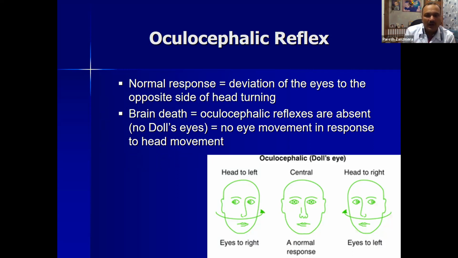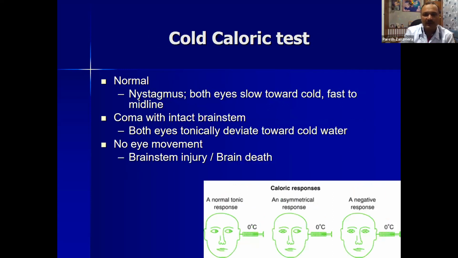So that is cause. The C stands for opposite side. That means if you irrigate with cold water, the eyeball should go to the opposite side, and with warm water it will come to the same side. But in a patient with brain death, this reflex will be absent, or there will not be any eye movements in response to head movement.